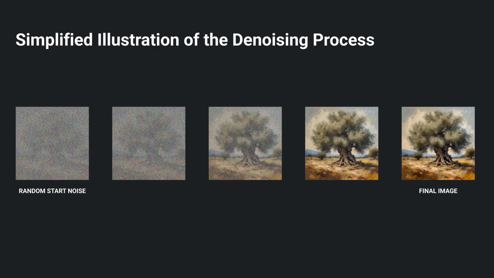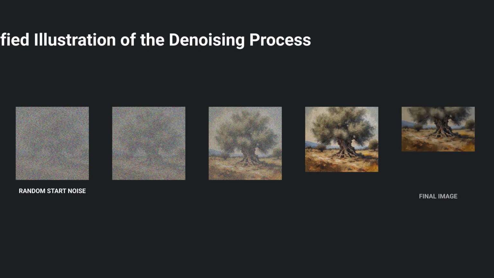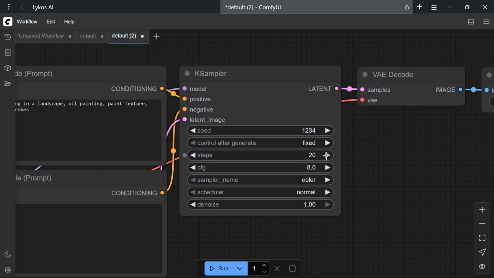For Stable Diffusion 1.5 and SDXL, most workflows use between 30 to 80 steps. That usually gives you a good balance between speed and image quality. Just be aware, more steps also means longer generation time. This can matter a lot if you're working on slower hardware or generating multiple images in a batch.